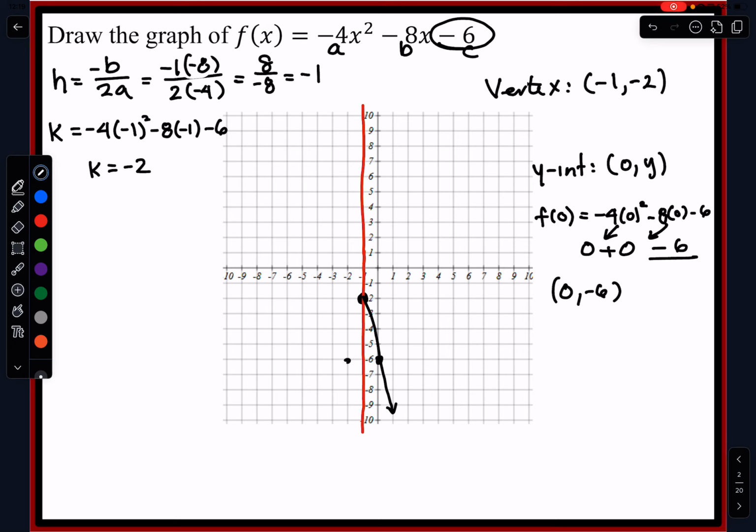And because of symmetry, the left side has to look identical across that red line. So there we have successfully drawn the graph of this quadratic function.